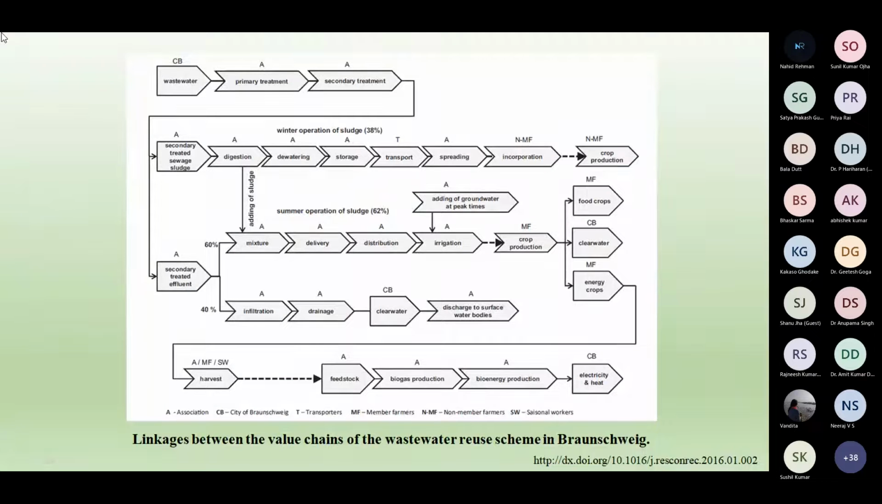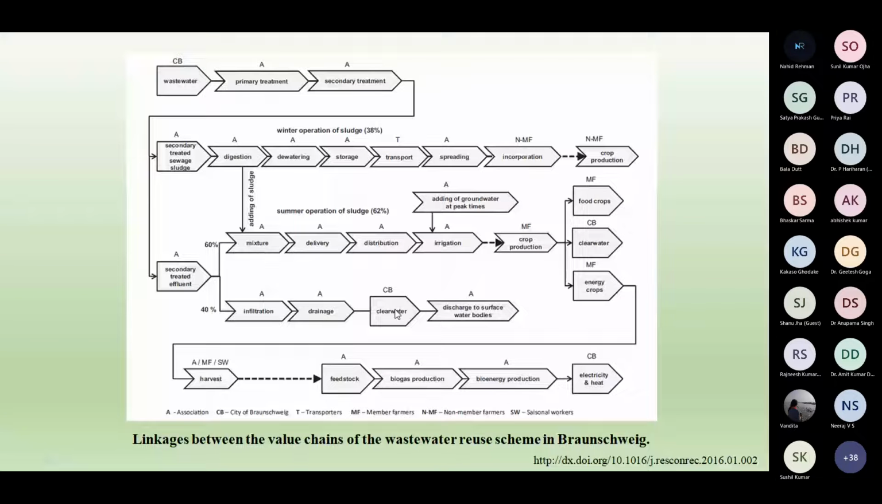So they put forward such a linkage scheme for the wastewater reuse scheme in Brunswick, Germany. You can see here wastewater, primary treatment, secondary treatment. Then the secondary treated sewage sludge flows this way, and then the secondary treated effluent, liquid part and the solid part. The solid part is digested, then dewatered, then stored, transported, spread, and incorporated for the crop production. And the liquid part, 60%, 40% infiltrated drainage, clean drainage, clear water.